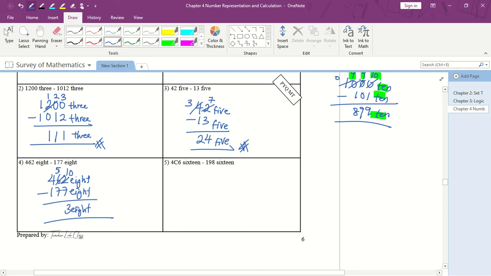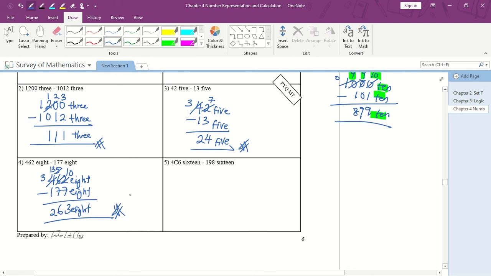However, this 5, we are also not able to minus the 7. So we borrow from this 4, it will become 3. And again, because we know this is base 8, we plus 8 to the 5, and that will give you 13. And 13 minus 7 will give you 6. And of course, 3 minus 1 will give you 2. And that's all.